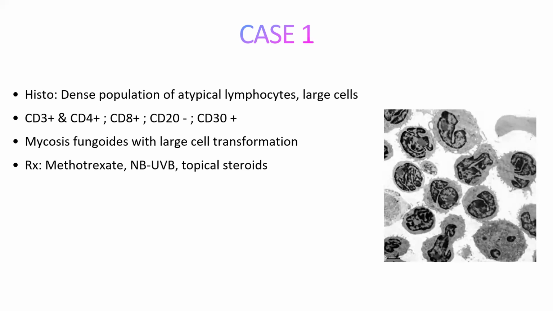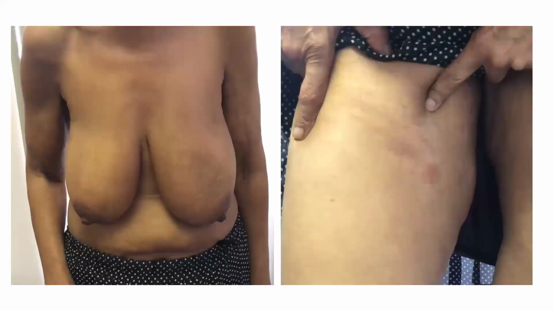We treated her with methotrexate based on its response rate of 58% in tumor stage patients, and biweekly narrowband UVB radiation and ultrapotent topical steroids. Initially, this patient presented with a few hyperpigmented patches and plaques in a bathing suit distribution, and it's important to quantify these lesions for the purposes of staging and treatments.